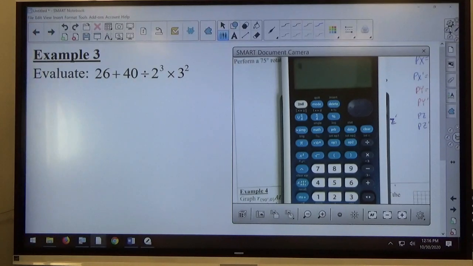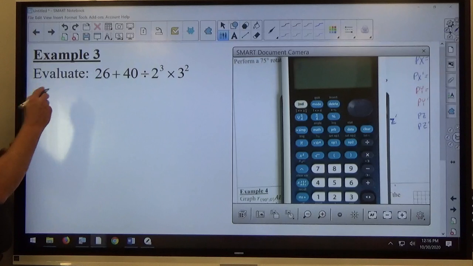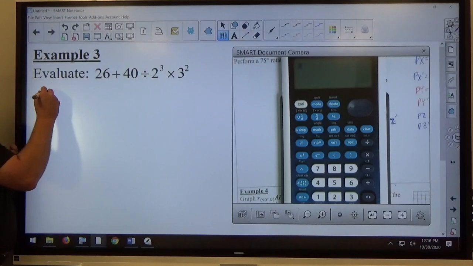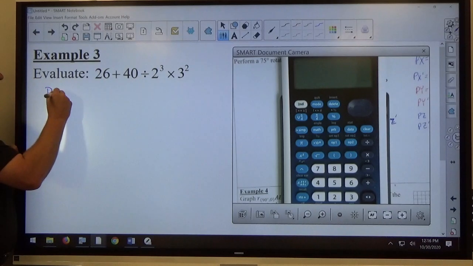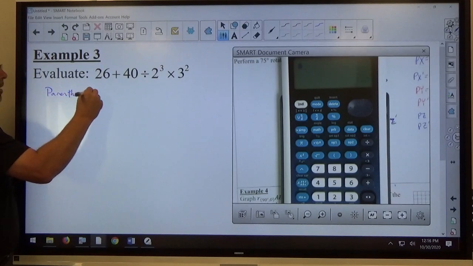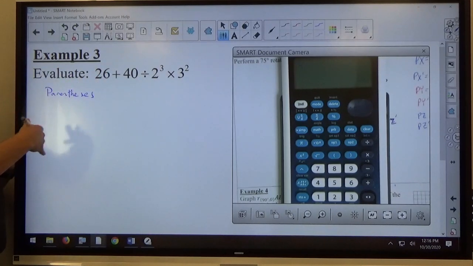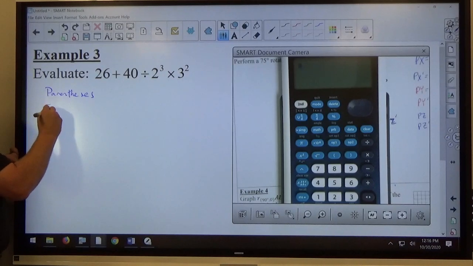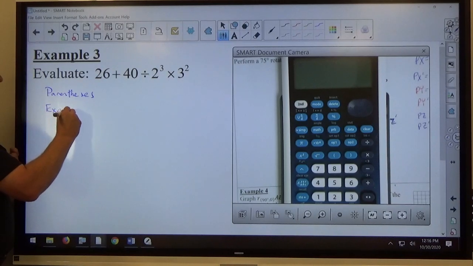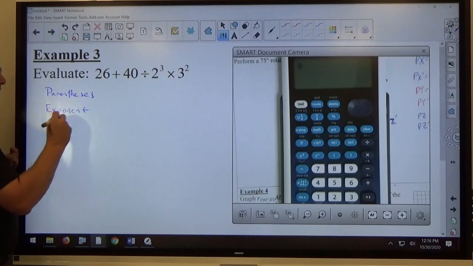3. Evaluate 26 plus 40 divided by 2 cubed times 3 squared. So again, order of operations, I didn't write it down yet, but let me just do that real quick. We have parentheses first. And there is no parentheses in this one, so if something doesn't happen, we skip it. Second thing we deal with is exponents. We want to evaluate all exponents as much as possible.